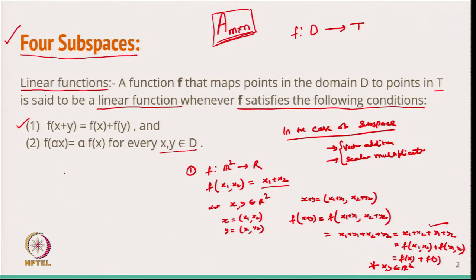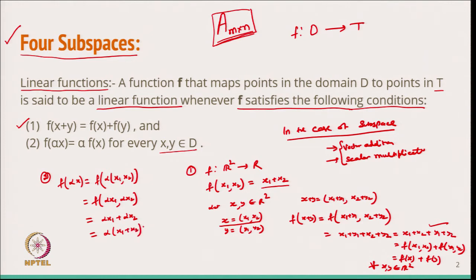Then the second one I can take is f of alpha x. It can be written as f of alpha times (x1, x2), so it is f of (alpha x1, alpha x2). According to the transformation, this is alpha x1 plus alpha x2, and from here I can say that it is alpha times (x1 plus x2). This I can write as alpha f(x1, x2), and that is equal to alpha f of x. So, the second property is also satisfied.